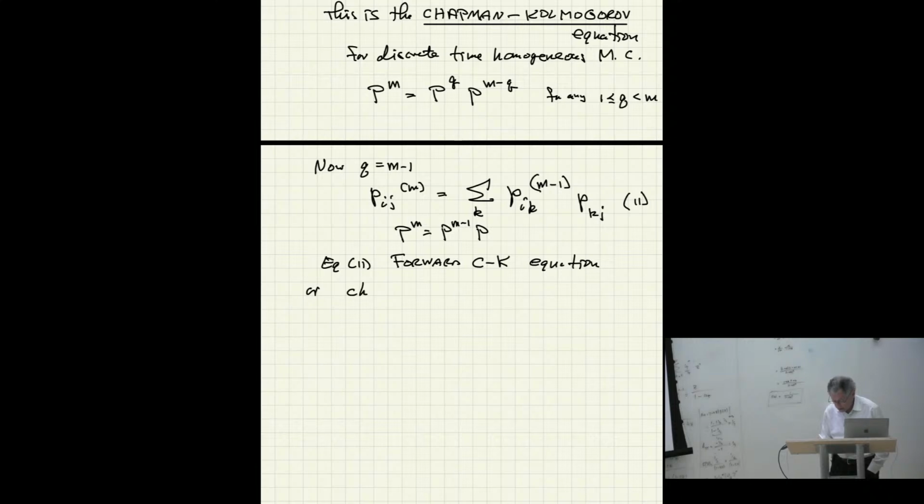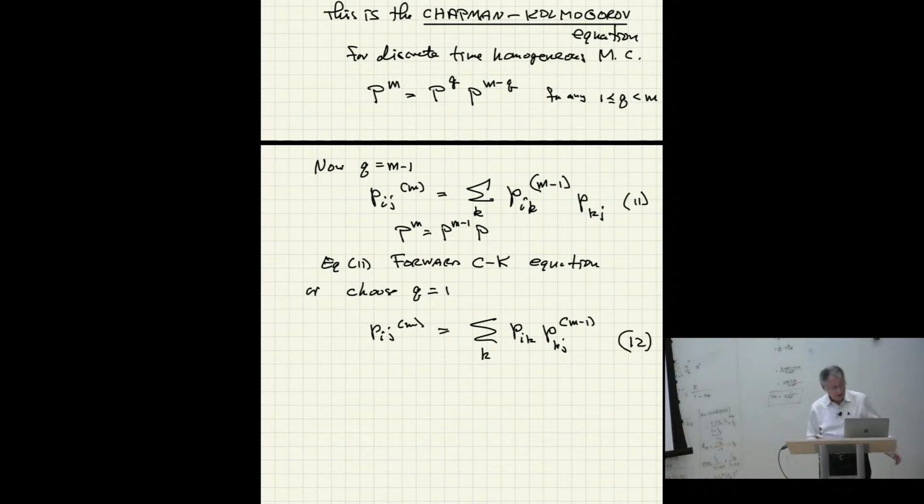Okay, or I could have done another similar thing. I can choose q to be basically 1 at the initial time, the early end, which means I'm going to get P sub ij of m, again, is the sum over all intermediate states. At what time? First of all, it'll be from i to k in 1 step, and then you're going to go from k to j in m minus 1 steps. This is equation 12. And guess what this is called? It's called the backward Chapman-Kolmogorov equation.